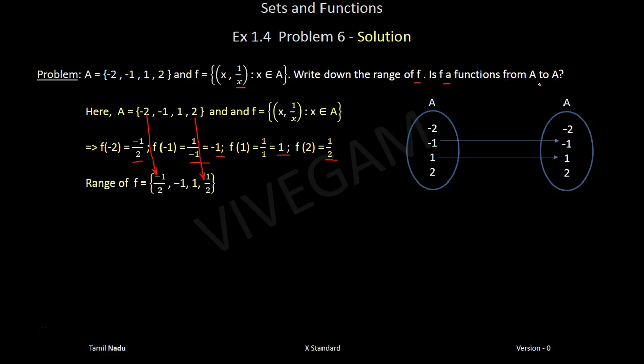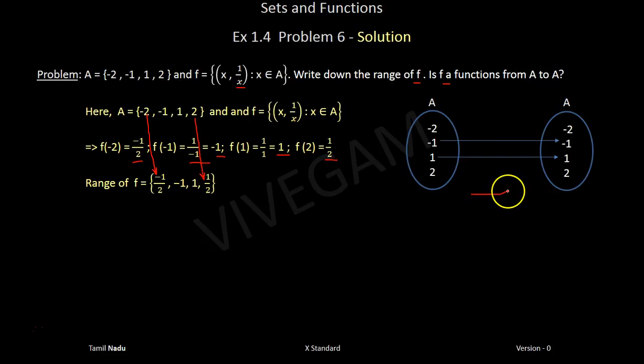If you do it by an arrow diagram, you write A here and A here and draw the function. So the image for -1 is -1, so we link -1 to -1. Then 1 is linked to 1, so we link 1 to 1. But for -2 you don't have an image, because the image for -2 is -half, which is not here, and similarly the image for 2 is half, that is also not there.